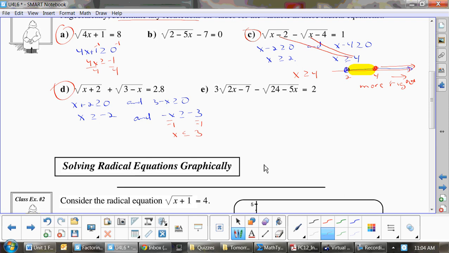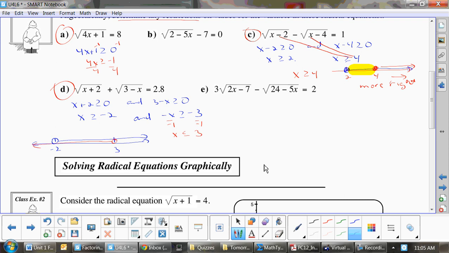Okay, now the number line is going to help us see what's going on here. If I draw my number line, I don't have to get fancy, but I have x has to be greater than negative 2. So negative 2 is over here, and x has to be less than 3. Okay, so this one's pointing this way. This one's pointing this way.